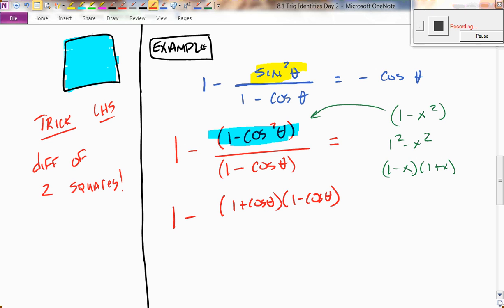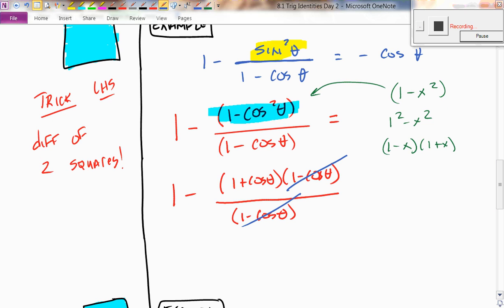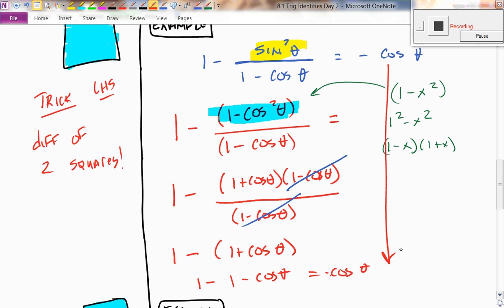Okay, in my denominator, I have 1 minus cosine theta, don't I? All right. Anybody see anything beautiful that can help us out? Yeah, Ethan, what do you got? 1 minus cosine, 1 minus cosine. Good. That leaves me with 1 minus the quantity 1 plus cosine theta. So if I distribute my negative 1, I get 1 minus 1 minus cosine theta, which of course is just negative cosine theta, which is exactly what the right-hand side is.